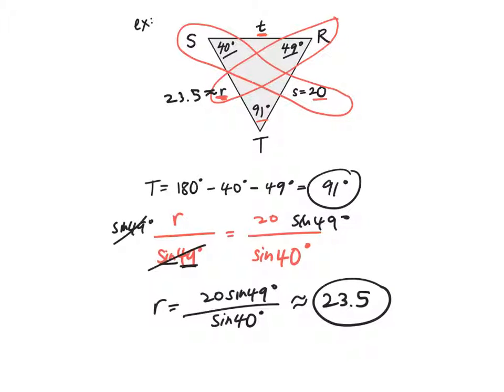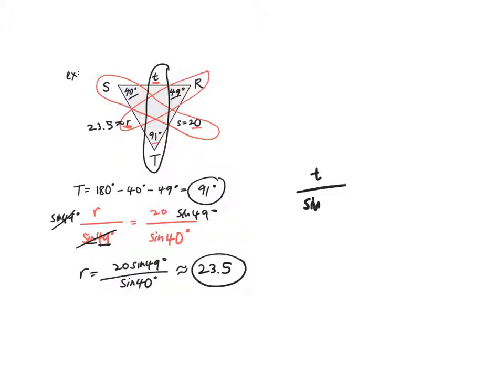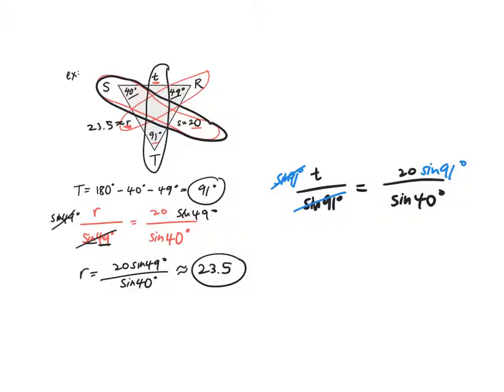Okay, now we just have to solve for side length T. So side length T right here, I have T over sine of angle T is equal to, again, I'm going to use the one that's given to us because that's the accurate one, not a rounded answer, S over sine of angle S, right? The ones that are across from each other here. And to solve for T by itself, I need to multiply by sine of 91 degrees on both sides. So these cancel out. I get T is equal to 20 sine of 91 degrees over sine of 40 degrees. And when you put that into your calculator, rounding to the nearest tenth, it's about 31.1.